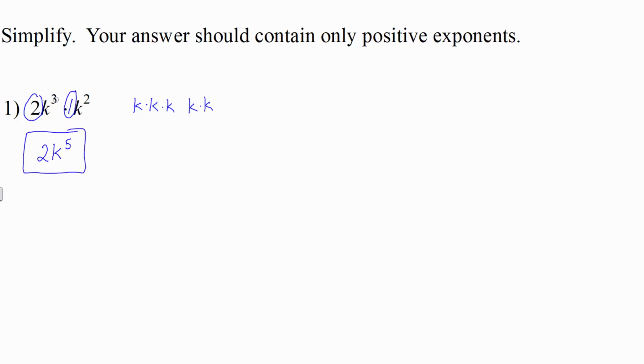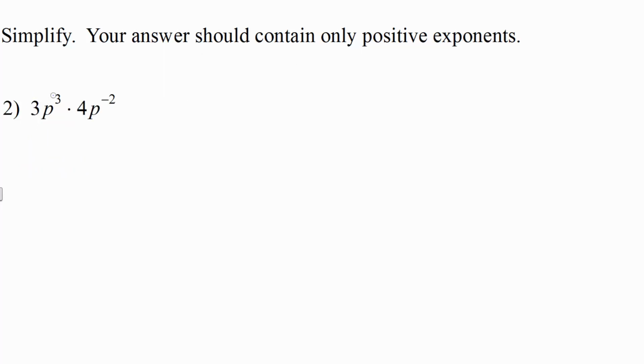This 2 does not have an exponent of 3. That would only happen if we had parentheses around the 2 and the k. The 2 itself just has an exponent of 1 and would only change if this number was something other than 1 in front of our other k squared.